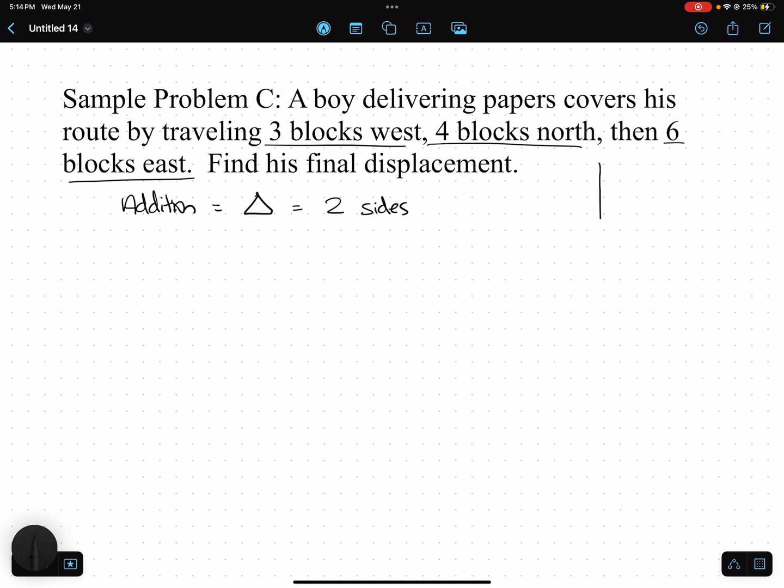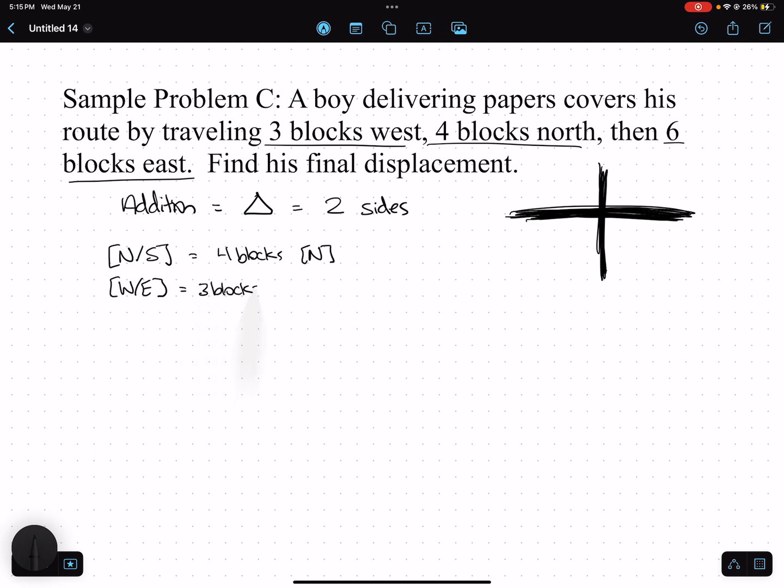Okay, so if we think about our axis here, we can combine vectors that are going on this axis, and we can combine vectors that are going on this axis. So if we look, we only have 1 vector on that north-south axis, and that is 4 blocks north. We have 2 vectors on this west-east axis, so we can combine them. Okay, so we have 3 blocks west, and we are combining that with 6 blocks east.